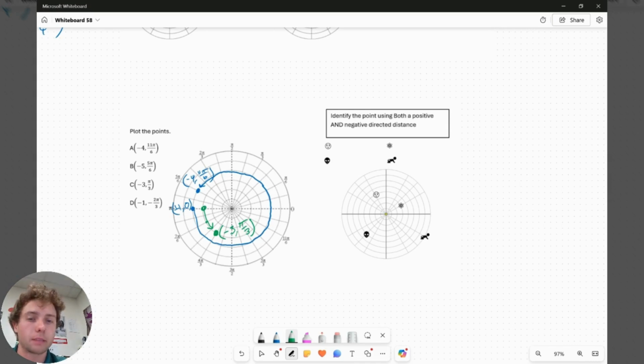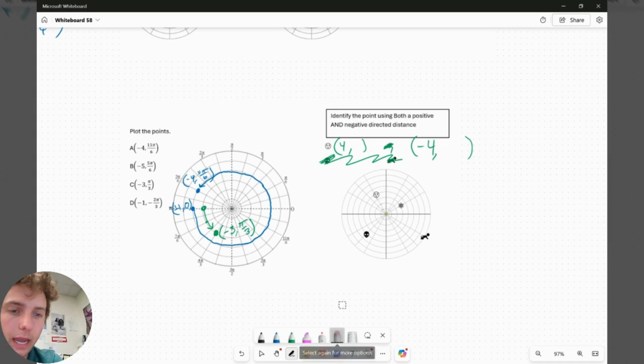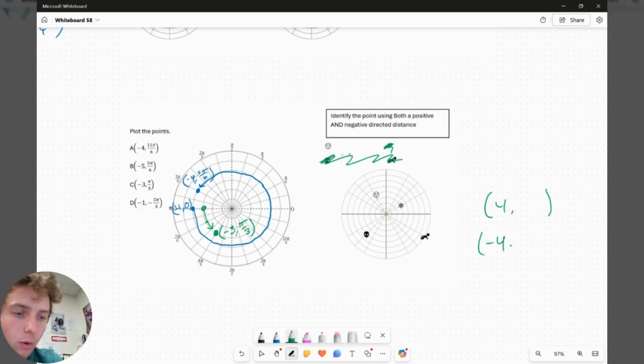Lastly, then, looking at this last problem, it says identify the point using both a positive and negative directed distance. I'm only going to do this for one of them and let you guys handle the others. So I'm just going to do it for this frowning or angry face. Well, one way I might do it is just count what line they are on, because that's the radius. That one's quick to find. So 1, 2, 3. That one looks like it's on the 4th. So we want to talk about that with both a positive and a negative value as the radius: 4 comma something and negative 4 comma something.